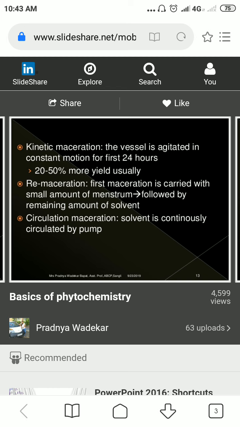The extract that is obtained is recirculated back through the powder, so we can get more yield as compared to simple maceration. So these are all different modifications which increase the efficiency of maceration.